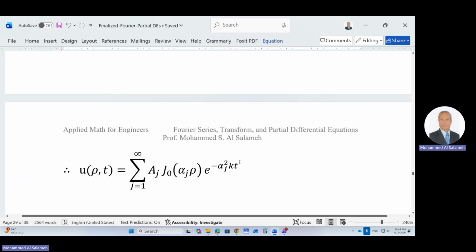Now the total solution is the summation of these modes, summation for j equal 1 to infinity, a j constant times J0 times exponential.